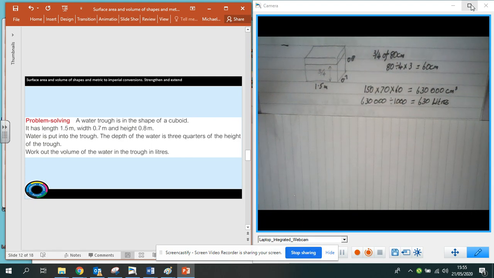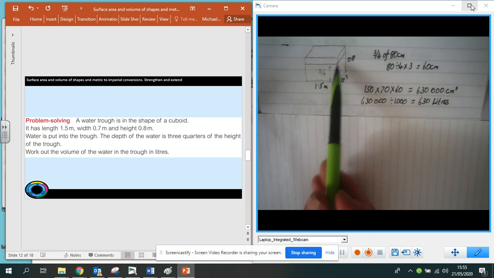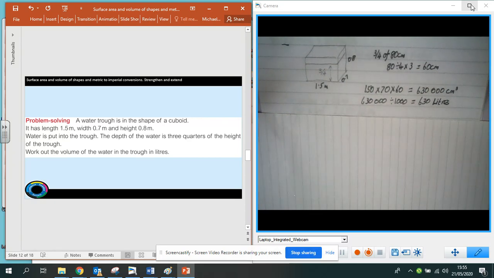Water is put in the trough. The depth of the water is 3/4 of the height of the trough. So here's my water line, and I've marked it as 3/4. Work out the volume of the water in the trough in litres.